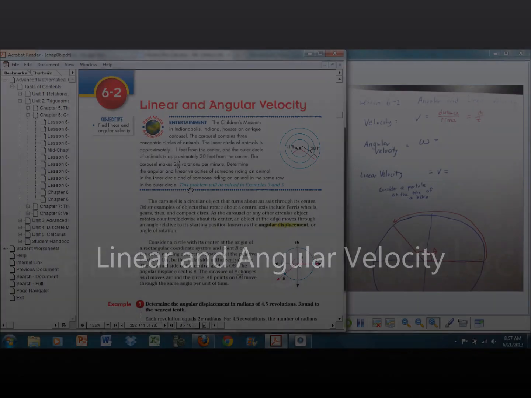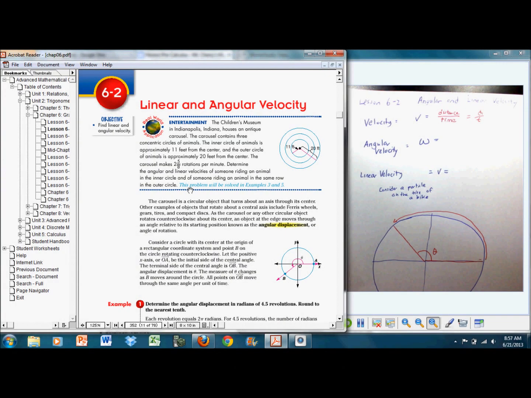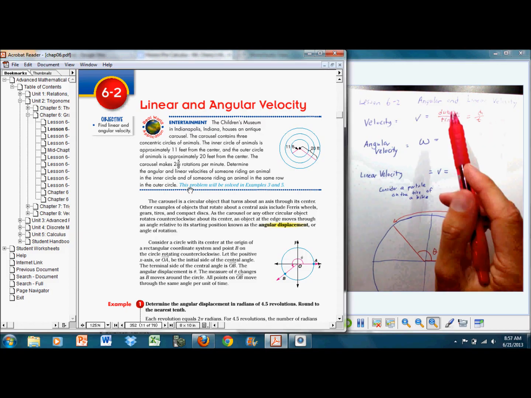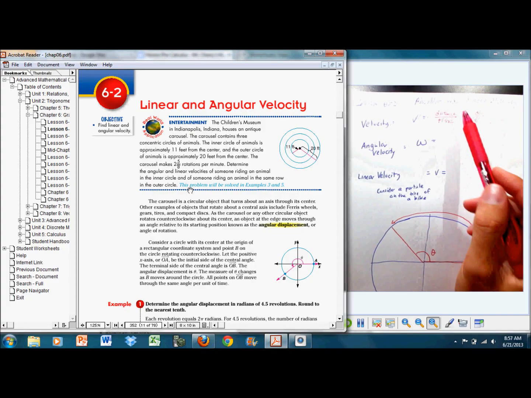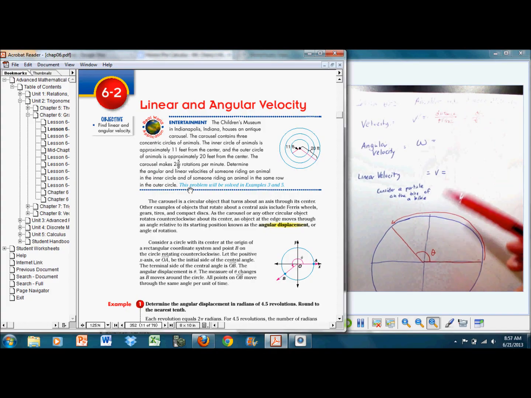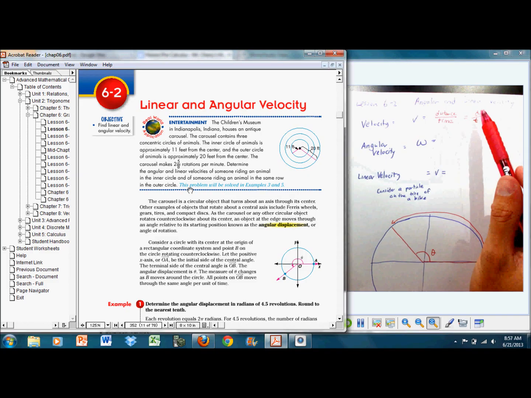All right, today we're going to learn about angular and linear velocity in 6-2. Our objective is to find linear and angular velocity. All right, that's pretty simple. Okay, let's begin by talking about velocity in general. You should know about velocity. Velocity is the change in distance over the change in time. How something's distance is changing with respect to time, that's called velocity.